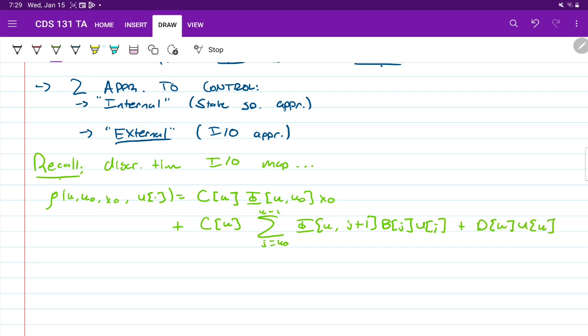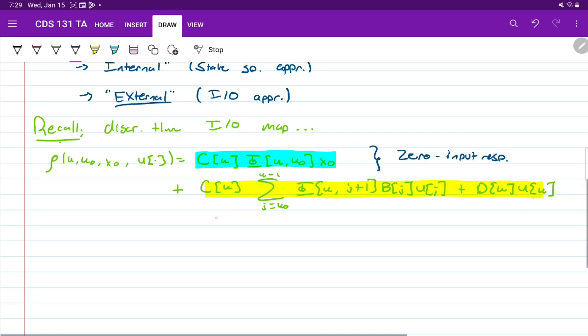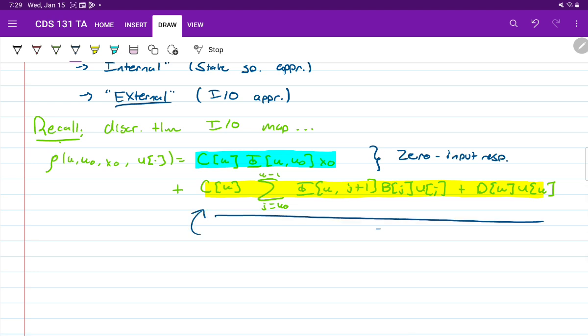Okay, so this is really split into two parts, right? First, we have this term involving only the initial condition. This is called the zero input response. And secondly, we have this term that only involves inputs. It doesn't involve any state information. And what this term is called is the zero state response.